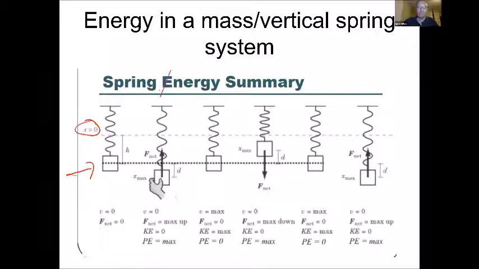We'll go over to the second picture. At that point, when we pull it down, our x is at a maximum. We now have a displacement at a maximum.